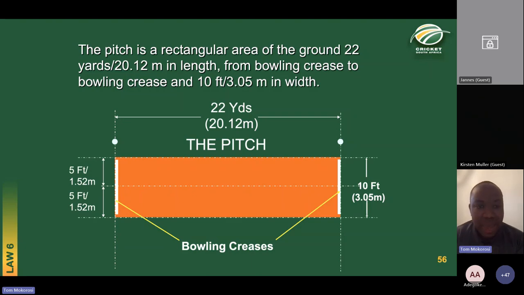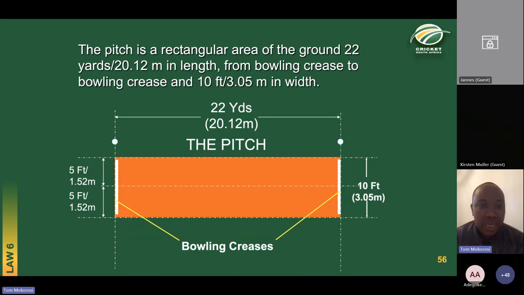Just be careful in the exam. The width of the pitch is 3.05 meters. But as you see on the left of this picture, there's a measurement from the middle stump each way, which is 1.52 meters.